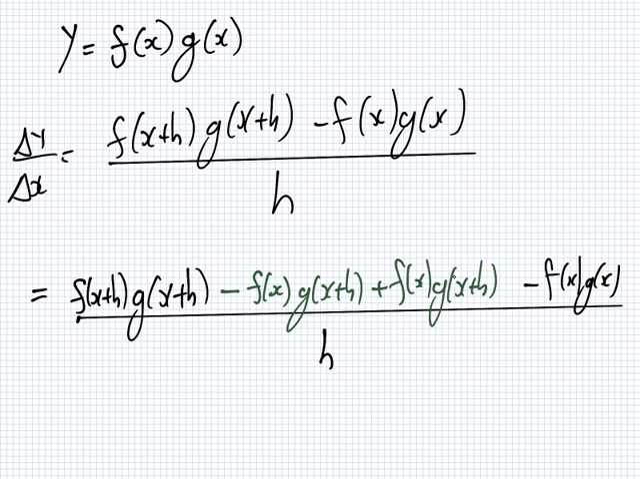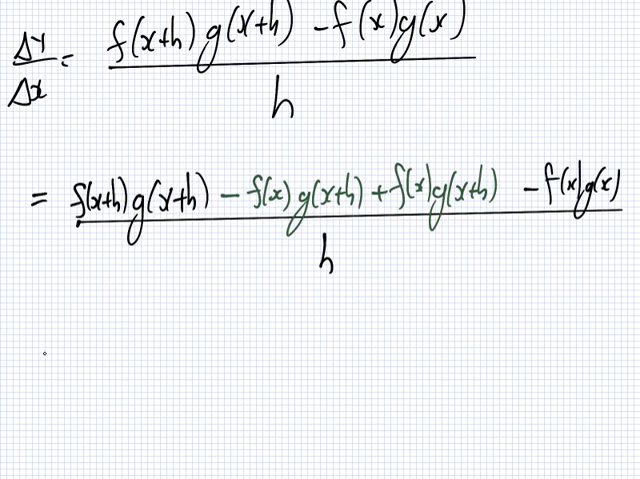Now, why is this still the same? Well, because the middle two pieces cancel, so I haven't really changed it. However, when you look at the first two terms, there's now something in common I can take out. What's in common that I can take out here? g(x+h). So you're left with f(x+h) minus f(x), and let me take out g(x+h).